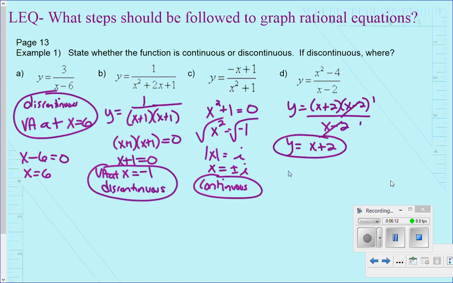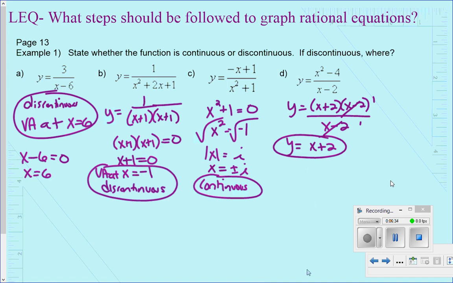Well, this is a line. Lines don't have asymptotes, okay, because lines aren't curves. So this doesn't have any vertical asymptotes, but also I know that it doesn't have any vertical asymptotes because there's no denominator here.